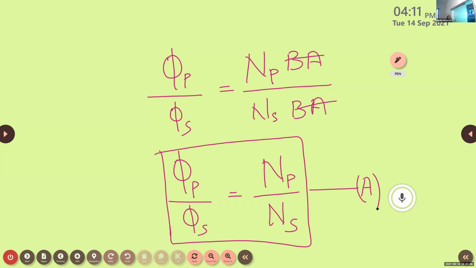That is, if the number of turns of the primary coil increases, the magnetic flux associated with the primary coil also increases. Similarly, if the number of turns of the secondary coil increases, the magnetic flux associated with the secondary coil also automatically increases. They are directly proportional to each other. Phi P by phi S is equal to NP by NS.